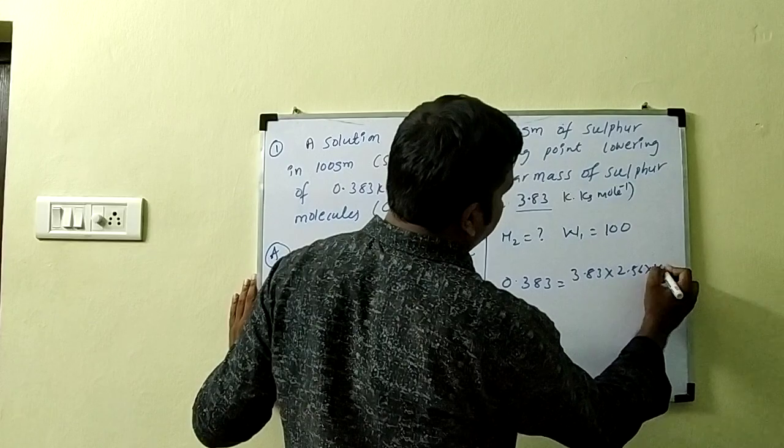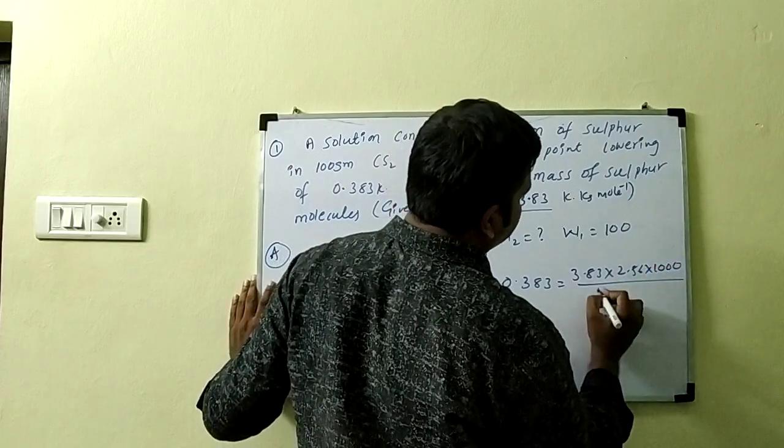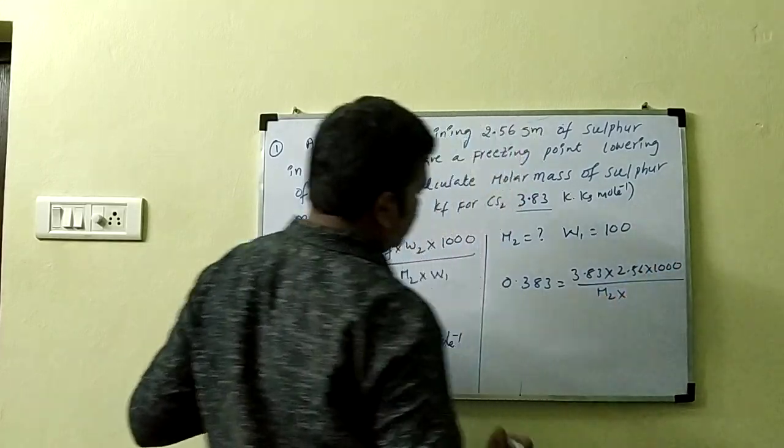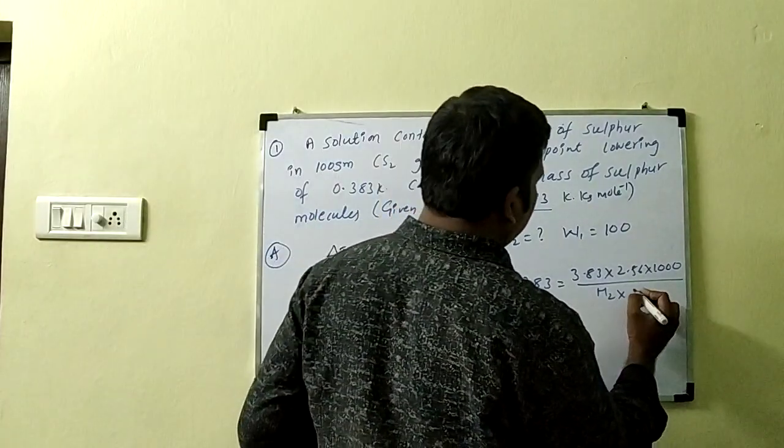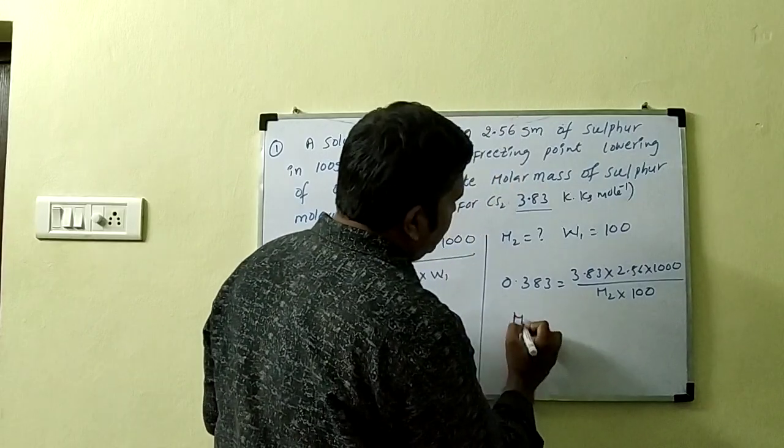2.56 into 1000 by M2 into M2 value. We have to find out what is the W1 value. W1 value, how much we have? 100 grams only. Now we want M2.